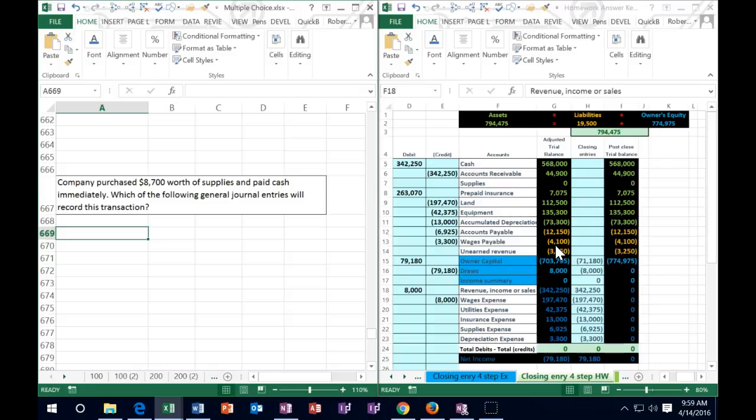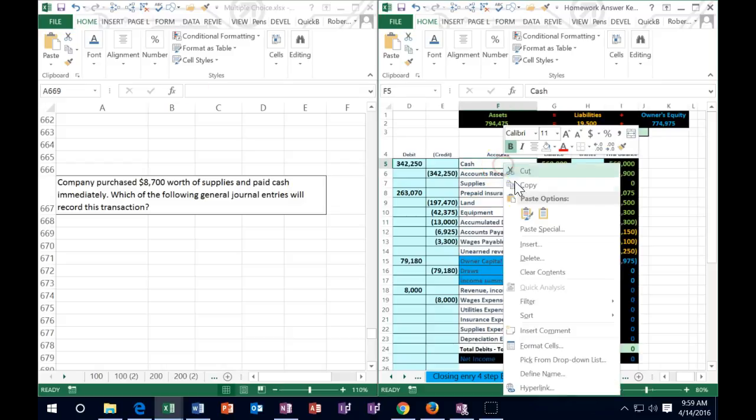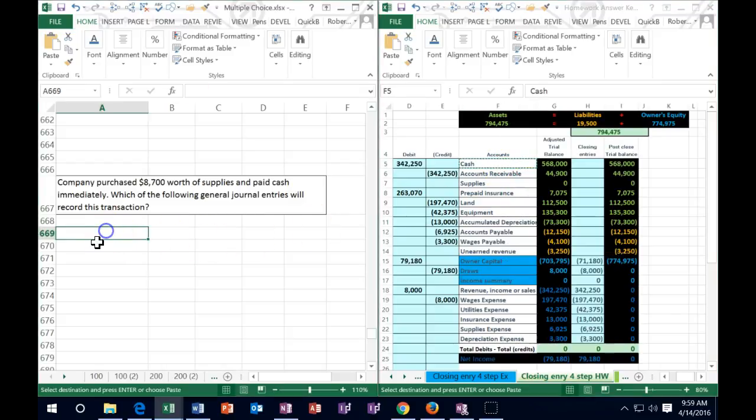All right, so company purchased $8,700 of supplies. Pretty straightforward journal entry. First, I usually ask, is cash affected? Because that's going to be the easiest one to see which way it will go. In this case, yes, it is affected. We purchased it and paid cash immediately. Therefore, cash is going to go down. Cash has a debit balance, represented by the fact that it has no brackets. To make something go down, we do the opposite thing to it. Therefore, we're going to credit cash. So I'm going to credit cash and just write out the journal entry.